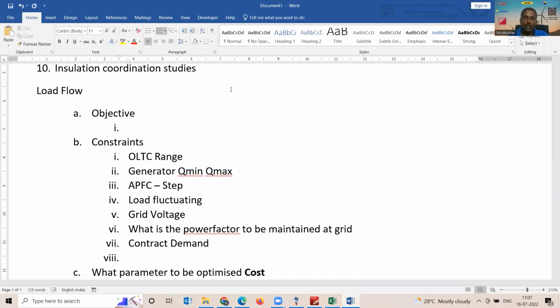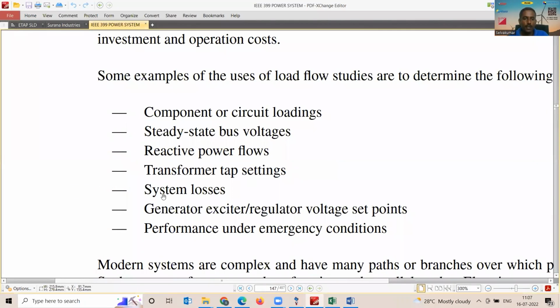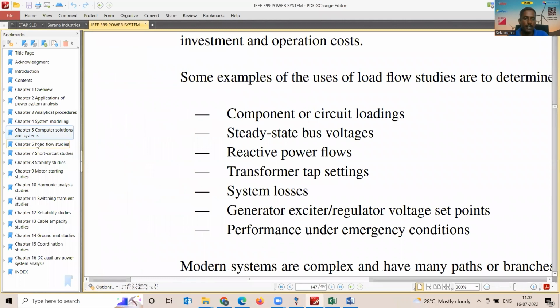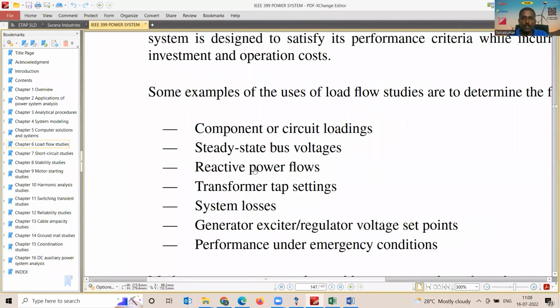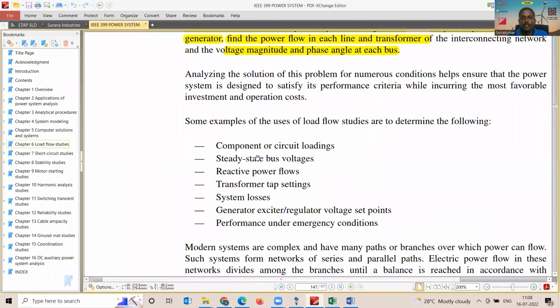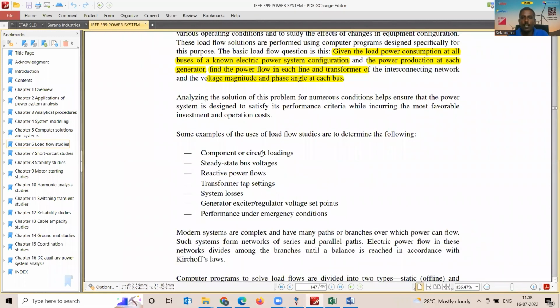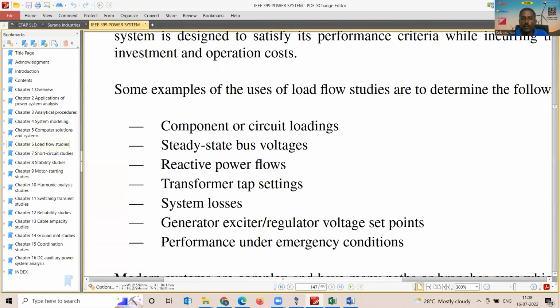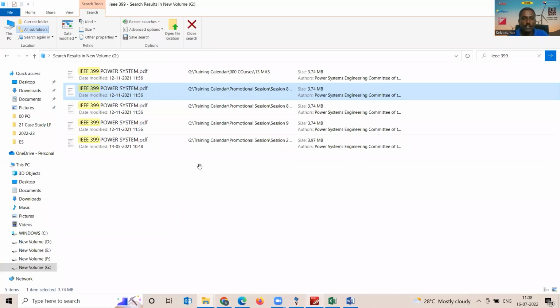Let me bring up IEEE 399 and the relevant page. This is IEEE 399 chapter 6, load flow, and the first paragraph of it, right? They beautifully define what the objective is. You need to find out the component loading or circuit loading. Of course, you need to find out the equipment loading of all branches.